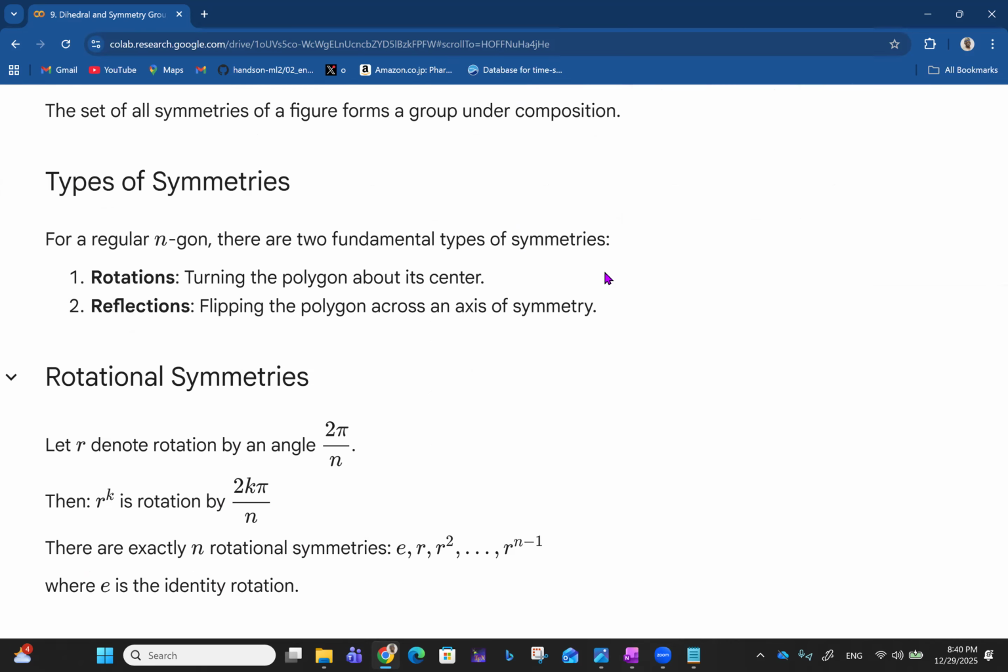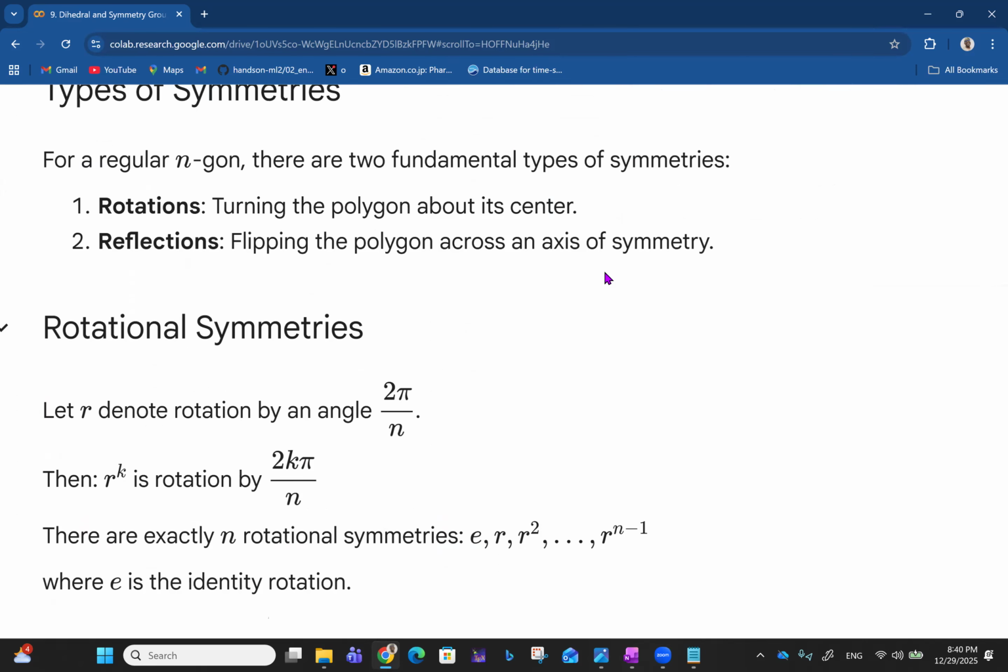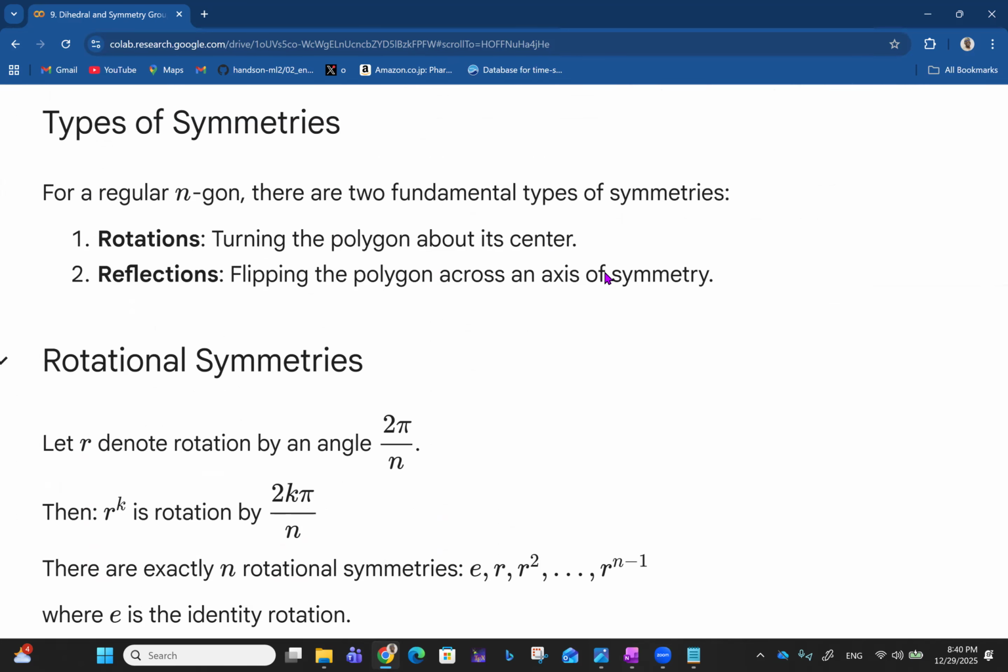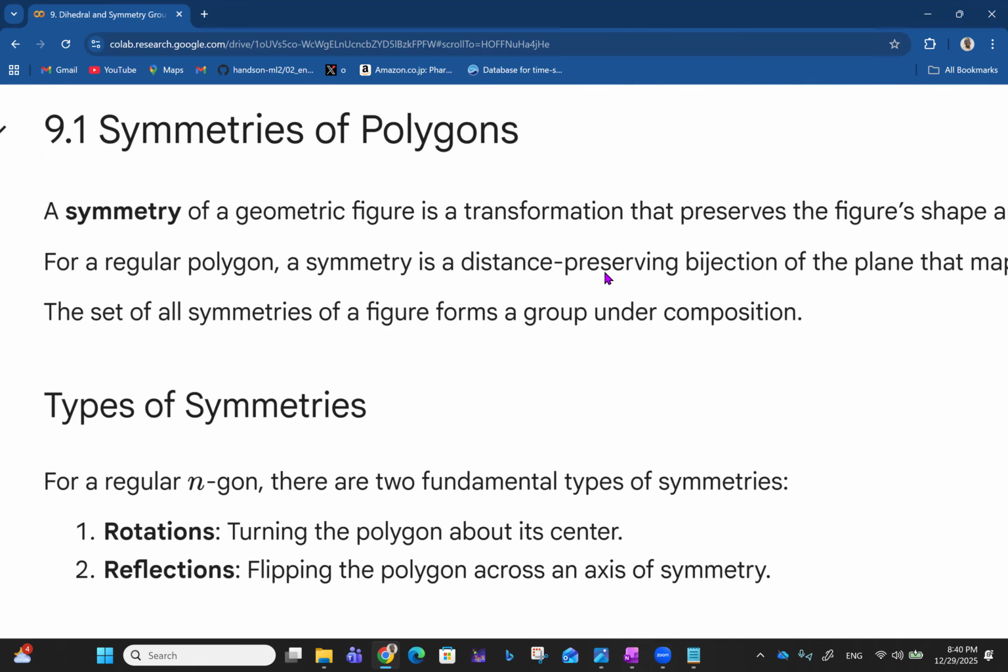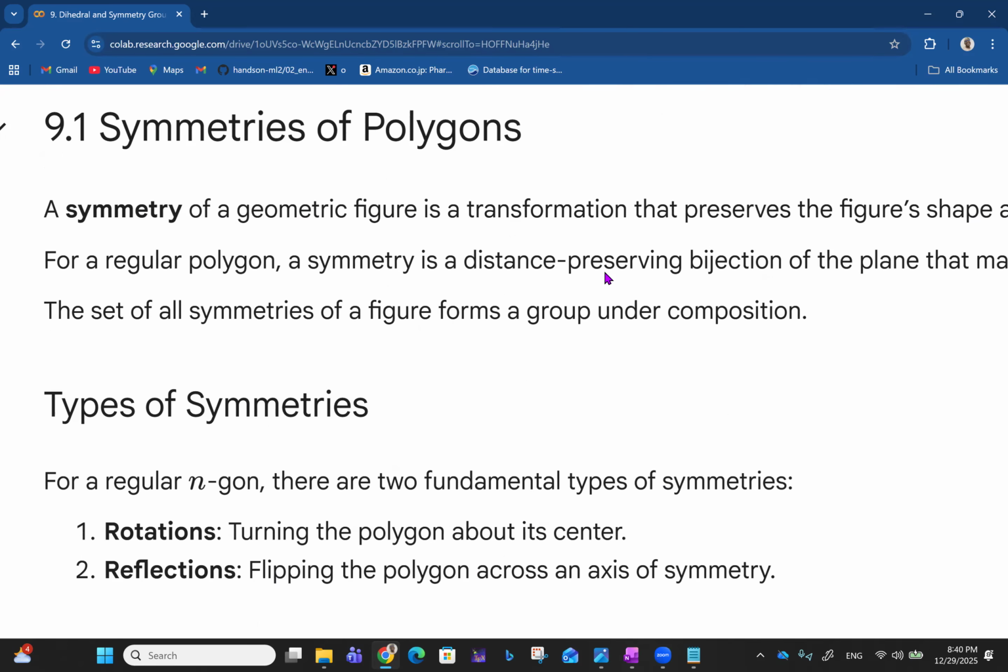So the next thing we'd like to talk about will be types of symmetries. For a regular polygon, that is, an n-sided shape where n is three upwards, there are two fundamental types of symmetries. First of all, we talk about rotations, that is, turning the polygon about its center. And then you have reflections, flipping the polygon across an axis of symmetry.